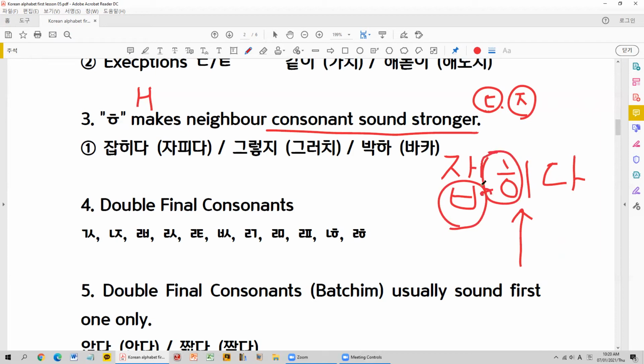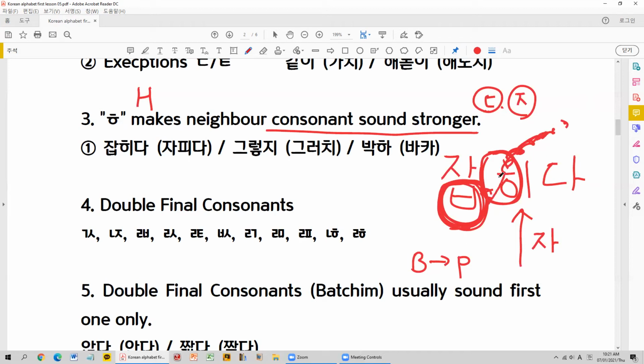So this H sound makes another consonant a stronger sound, and this H disappears. Okay, listen again. This H sound meets with another consonant. This H sound disappears, and then makes this consonant a stronger sound. So this is usually a B sound, but when it makes a strong sound, this becomes a P sound. So it changes, because this H disappears.